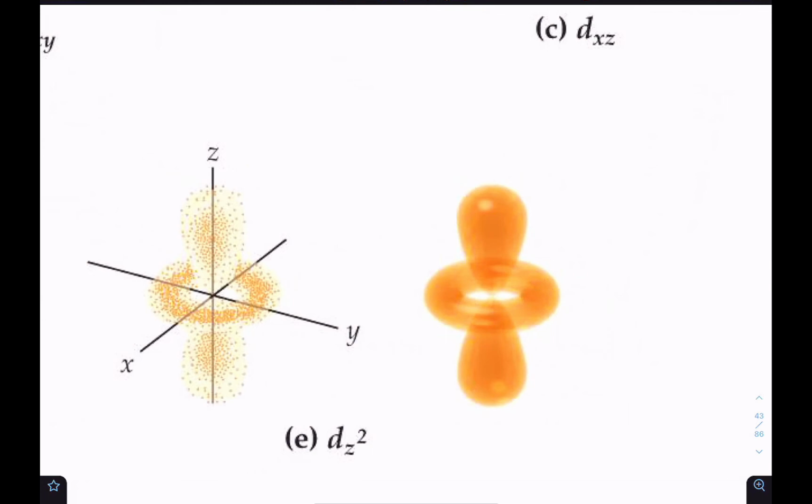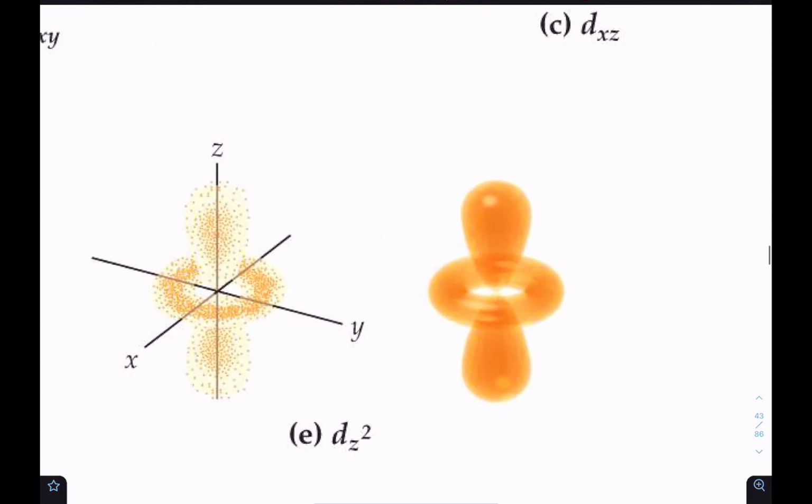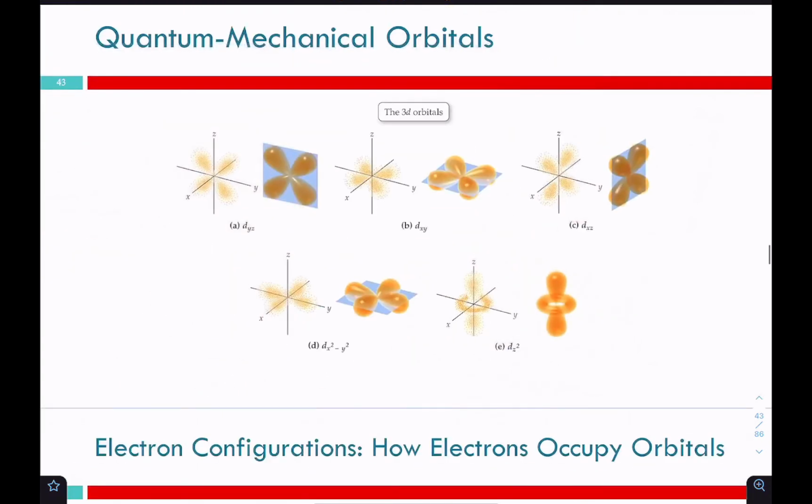So remember, these are not paths that the electrons are taking. They're not traveling in figure eights. They're just appearing and disappearing within these orbitals. They're just spaces where the electron is most likely to be.